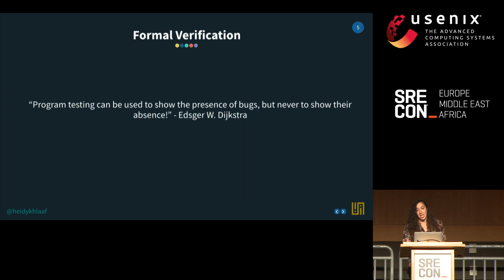And what's a formal verification talk without this Dijkstra quote? It says, program testing can be used to show the presence of bugs, but never to show their absence. And this sums up why verification is important to a lot of people, especially in safety critical systems, because unlike testing, it can provide a proof or a guarantee that your program behaves as it's meant to.